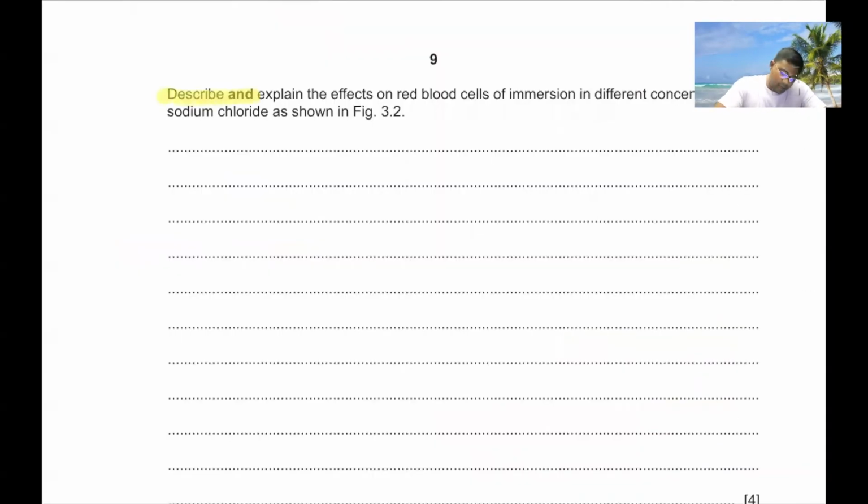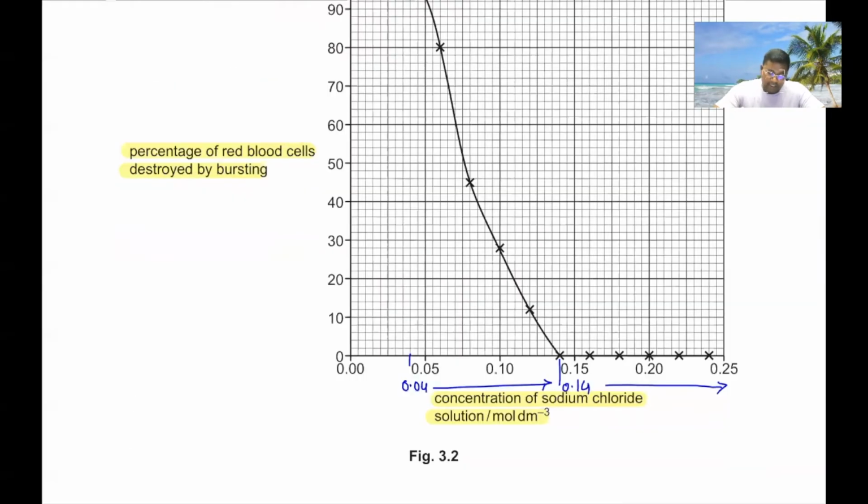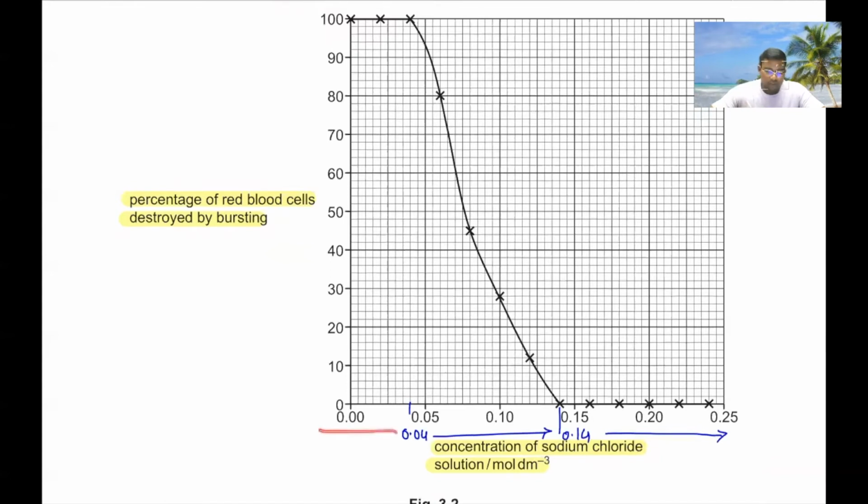The question says, describe and explain the effect on red blood cells of immersion in different concentrations of sodium chloride as shown in figure 3.2. So basically, at concentration less than 0.04 mole per dm cube, all cells burst. In concentration less than 0.04 mole per dm cube of sodium chloride, water moves into the cell down the water potential gradient. The cell increases in volume and the red blood cells burst because they do not have a cell wall.